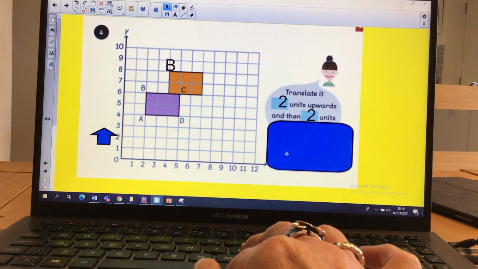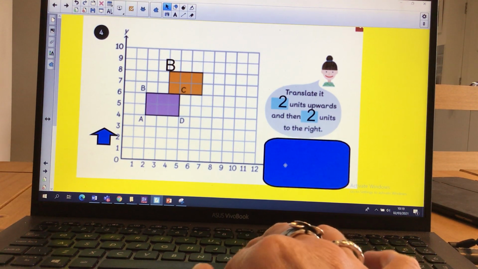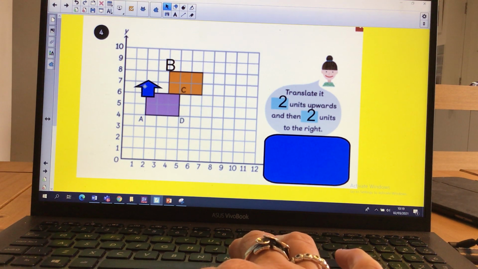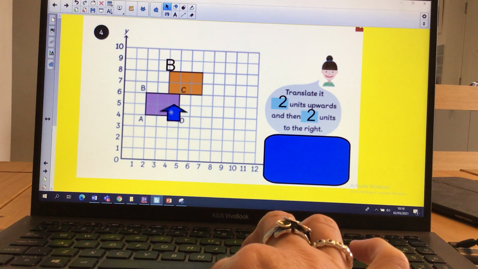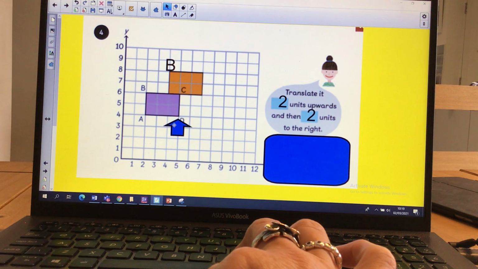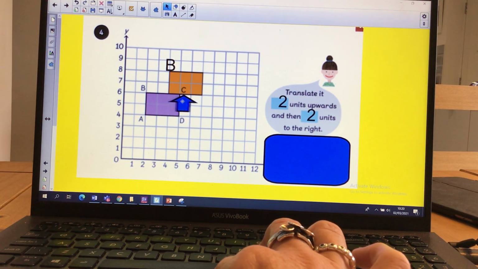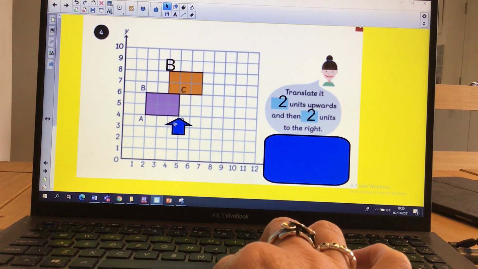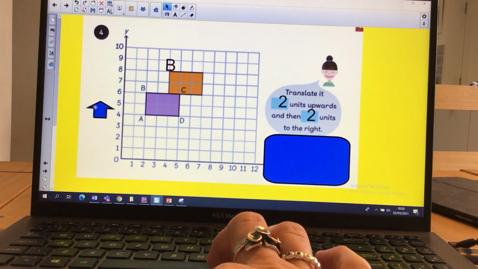Let's have a look. Well, it's gone 2 units upwards and 2 units to the right. Let's just double check that. So it's gone 2 units upwards, 1, 2, 2 to the right, 1, 2. Yeah. You can check that for all the points if you wanted to as well, all the vertices. So there's D, 2 upwards, 1, 2, 2 to the right, 1, 2. But it works the other way as well. So you could go 2 to the right, 1, 2, and then 2 upwards, 1, 2, and you get it to there.